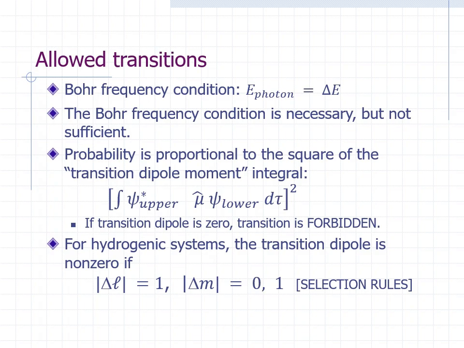For hydrogenic systems, the transition dipole moment is non-zero if the quantum number l changes by 1, and the quantum number m doesn't change by more than 1. In other words, for allowed transitions, the absolute value of delta l must be equal to 1, and the absolute value of delta m must be equal to 0 or 1. These expressions are known as the selection rules.